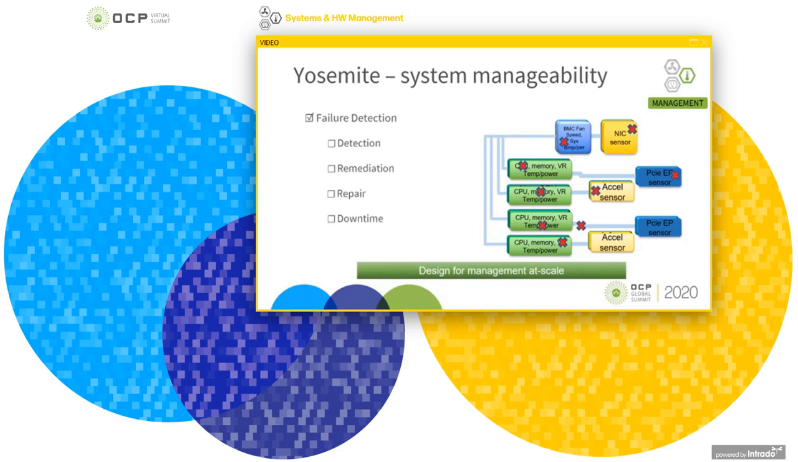So let's wrap this up. What we want to take away from this section is, when designing for system management, design for system management at scale.